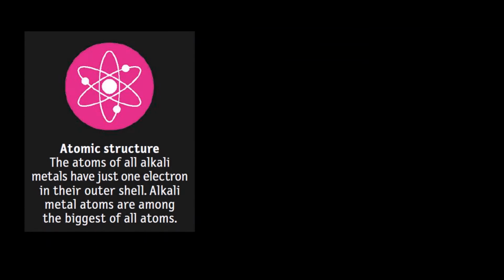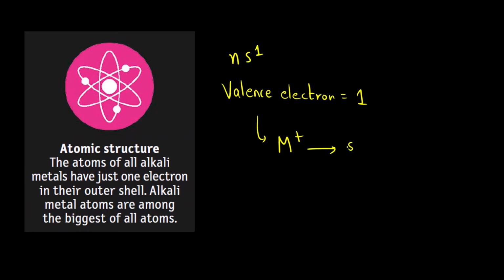Now let us see some of the properties. First is their electronic configuration. Outer electronic configuration is ns1. That is, how many valence electrons do they have? They have one valence electron that can be easily donated. After donation of one electron, the M+ ion will have the stable electronic configuration of the noble gas. That is why they are highly reactive. They can easily donate this one electron that is present in the outermost shell, the valence electron, and hence they are very reactive in nature.